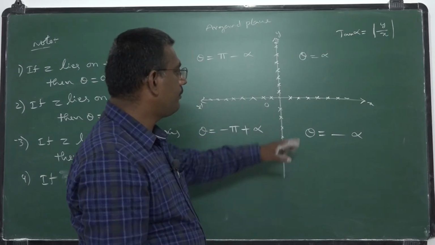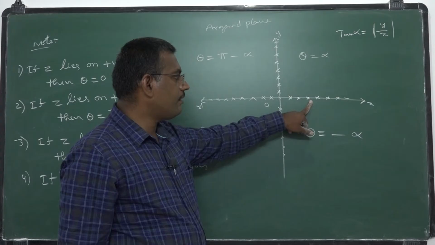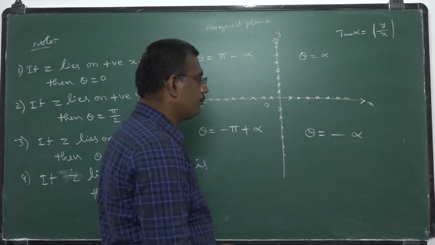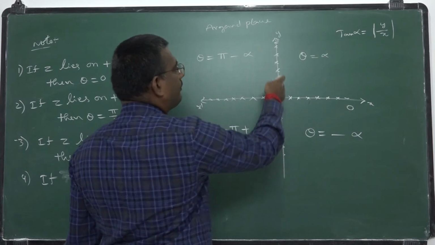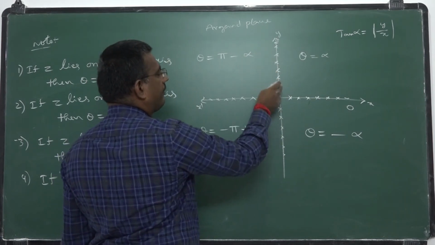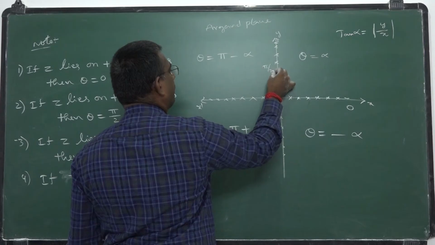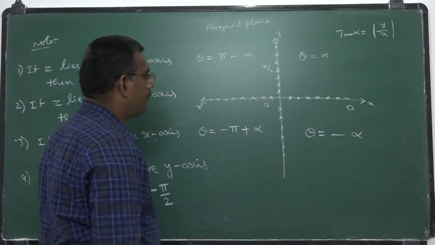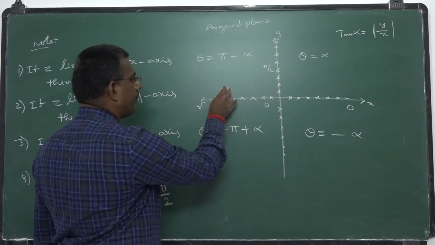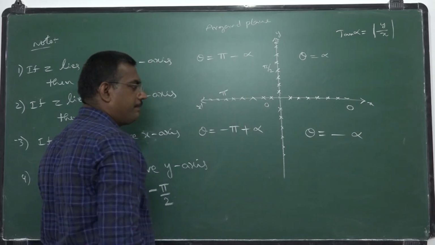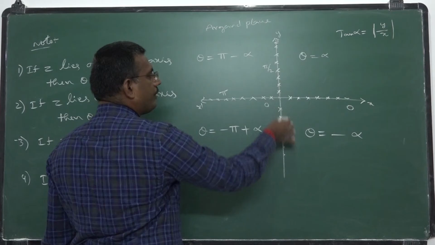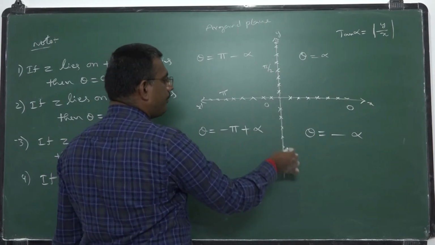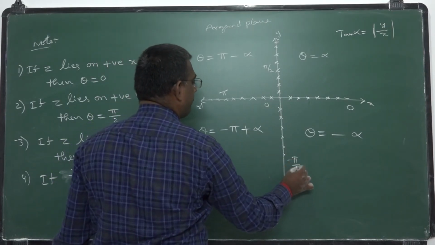If the complex number lies on the positive x-axis, the argument will be equal to 0. If it lies on the positive y-axis, then the argument will be equal to pi by 2. If it lies on the negative x-axis, the argument will be equal to pi. If it lies on the negative y-axis, the argument will be equal to minus pi by 2.